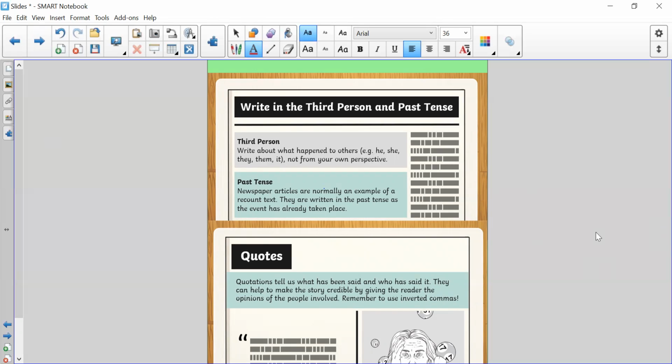And past tense, newspaper articles are normally an example of a recount text. They are written in the past tense as the event has already taken place.